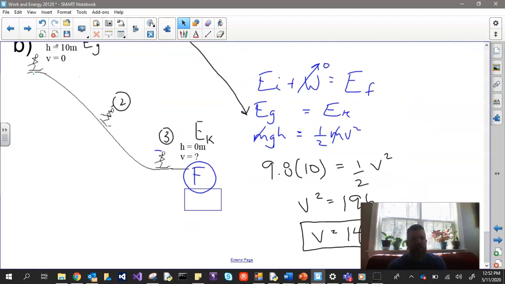So the same thing, it's EG at the top. There's no work. It's EK at the bottom, so I've labeled it with I and F also. So all of the mechanical energy is conserved. So EG was my mechanical energy at the top, EK at the bottom. I've crunched my numbers, and I get 14 meters per second.